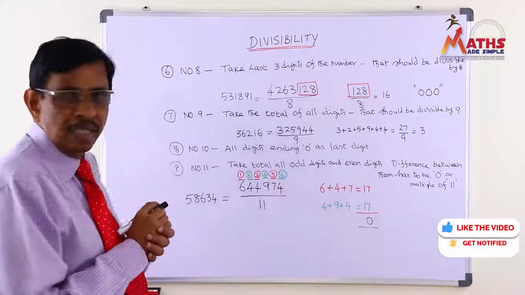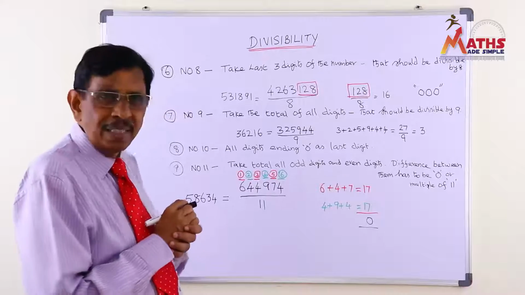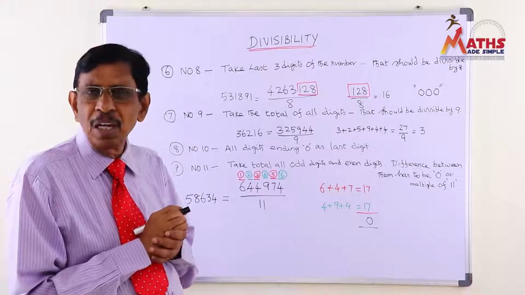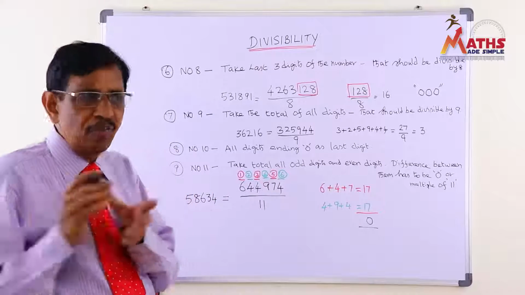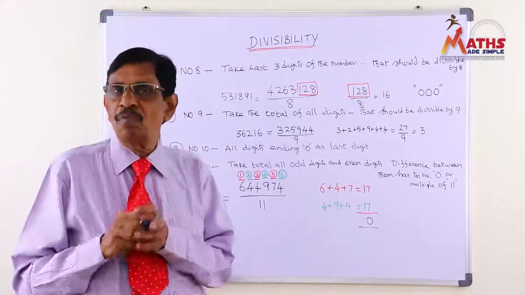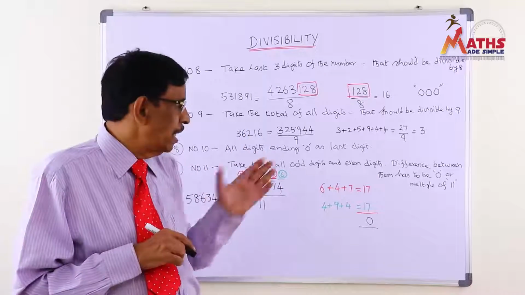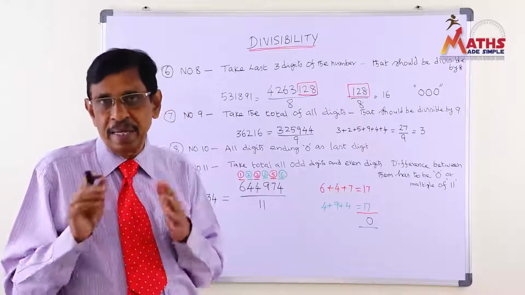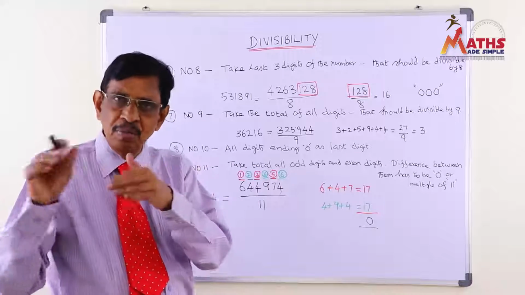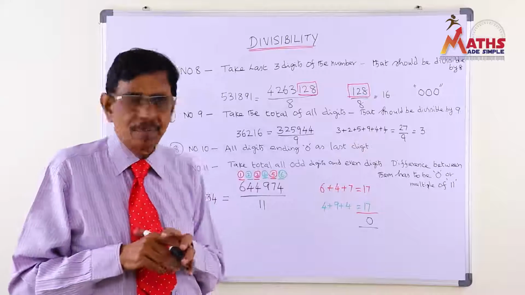Then let us come to number 9. Number 9 is in a way similar to the process we have for number 3. You have to take the total of all the digits in the number given to you, and the total should be divisible by 9. In 3 it should be divisible by 3. In 9 it should be divisible by 9.